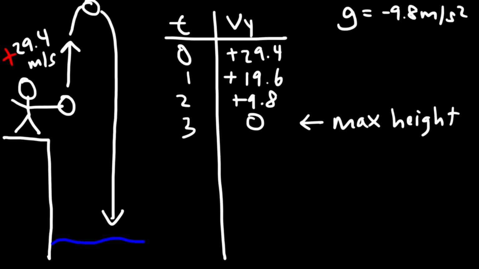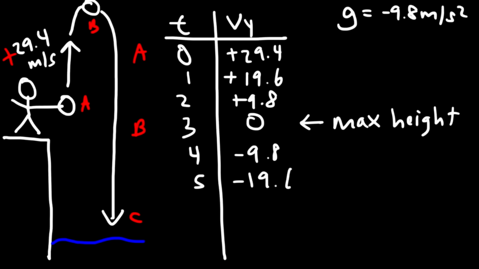So let's call this position A, position B, and position C. So when t is 0, it's at position A. When t is 3, it's at position B. 4 seconds later, it's going to be negative 9.8. 5 seconds later, negative 19.6. 6 seconds later, negative 29.4, and so forth. And so once it gets to position B, once it passes that position, the velocity will be negative because it's now going in the downward direction or in the negative y direction.